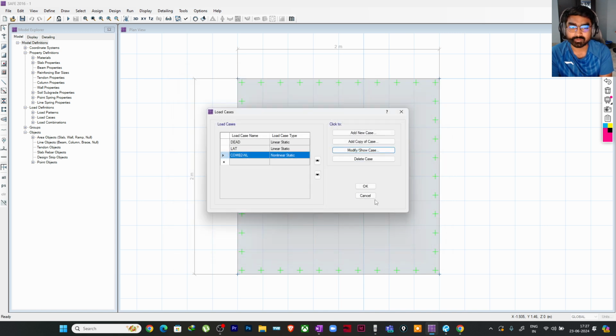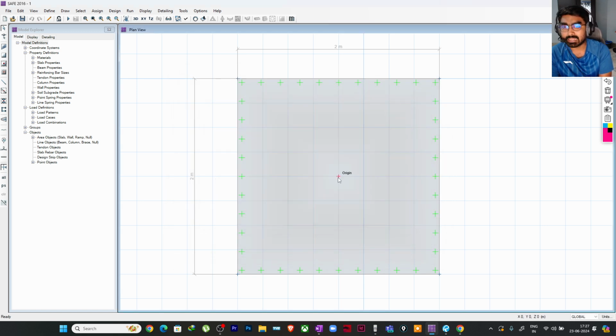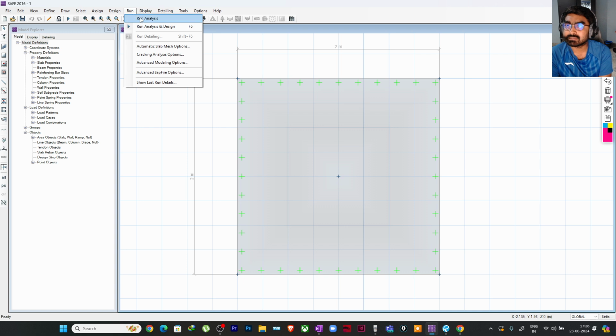So it is a nonlinear static case, allowing uplift. Allowing uplift means this particular area will not be in contact with the soil, and the spring will not provide any resistance here, so there will be loss of contact. There will be no pressure also in that particular location. So what I will do now, I will run the analysis.